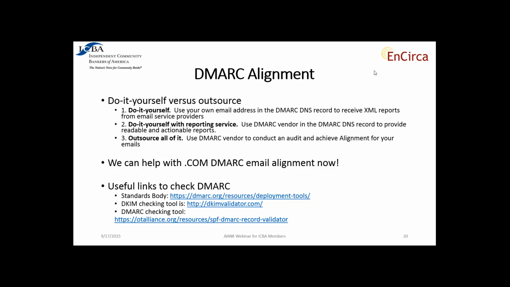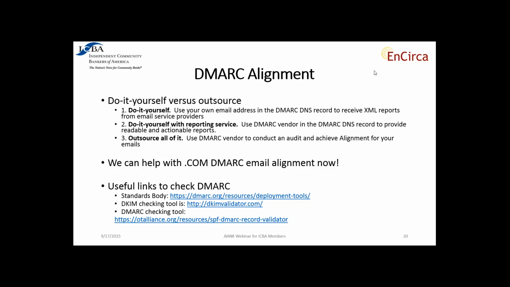And then finally, if you want to outsource all of it and just have someone else not only generate the reports but figure out what your SPF record should look like, then we have a corresponding service that we can offer you from Return Path as well. As the point I made earlier, even if you're not ready to migrate to .bank, we can help you get into DMARC alignment today for your .com website and email. And there are some links here if you want to find out, for example, are you using DMARC today on .com? Do you have an SPF or DKIM record? Is it set up correctly? So there are some great industry links here that we're showing on the page that you might find useful.